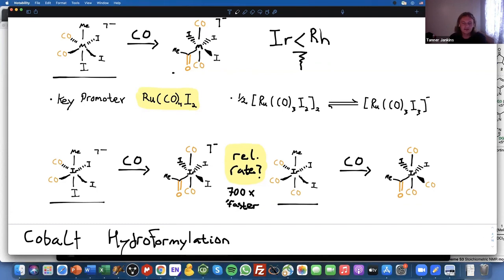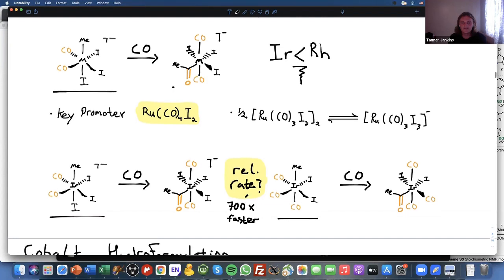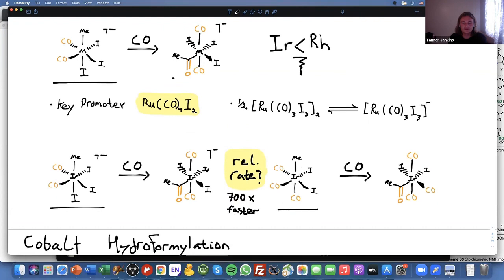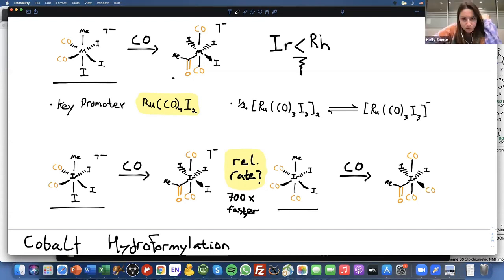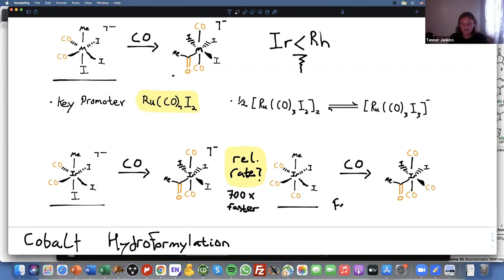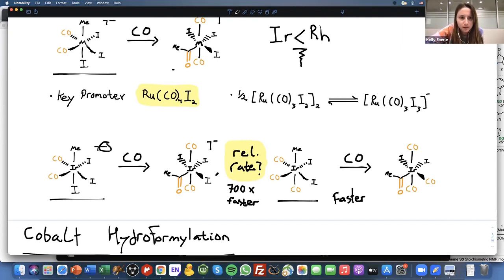In this case, as you can see, one of these happens 700 times faster. Although the iridium migratory insertion is typically slower, the use of this promoter can really allow this to take place quite quickly. So the one on the right would be faster. So this one is indeed faster. Do you have any guess why that might be? Does it have to do with the formal charge on the complex being neutral rather than negative?